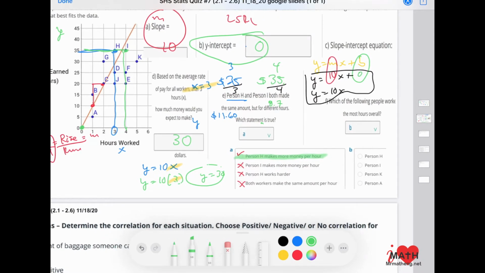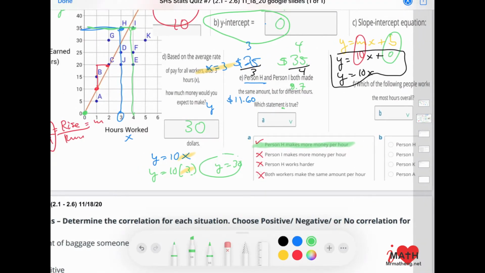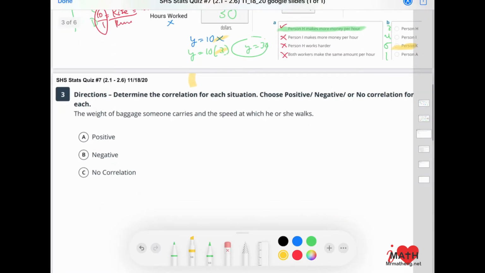F. Which of the following people worked the most hours overall? Okay, so then I'm just going to write down. Person H worked 3 hours, so I'm looking at the x-axis. I worked 4 hours. Person K worked 5 hours. And person A worked 1 hour. So which person worked the most overall hours? That would be person K. Is the correct answer. Okay, let's try number 3.